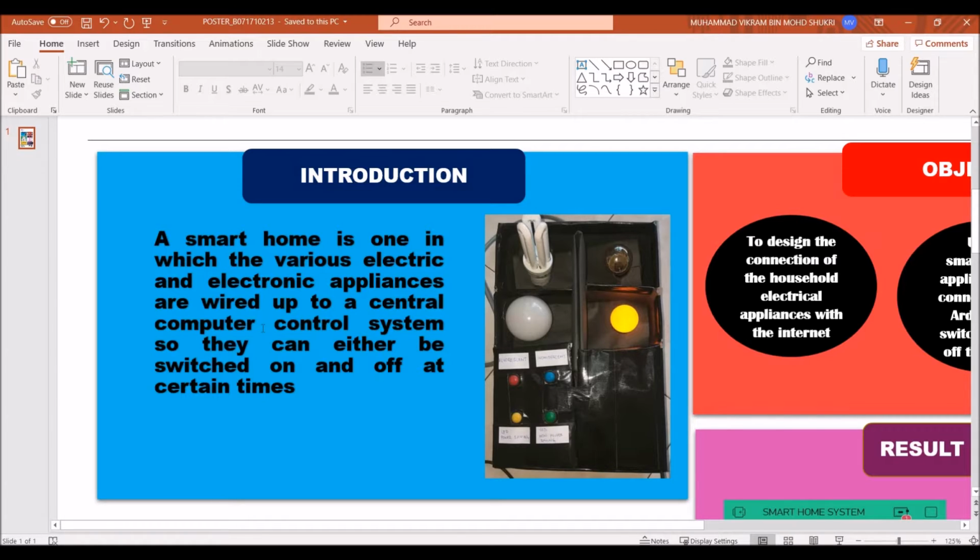It's like the brain, and it can be switched on and off depending on the functionality. It can be done at will, no matter the distance, because it is connected to the internet.